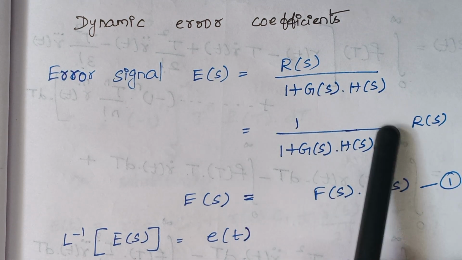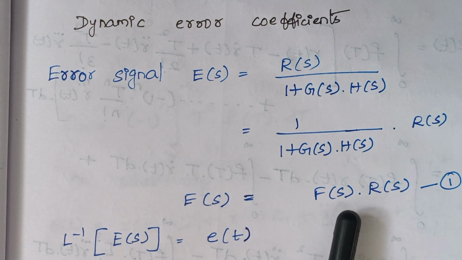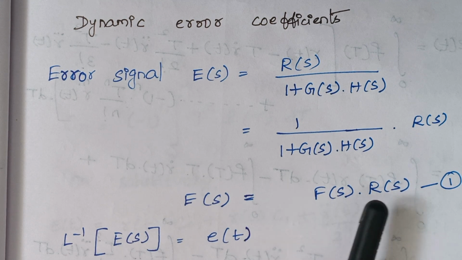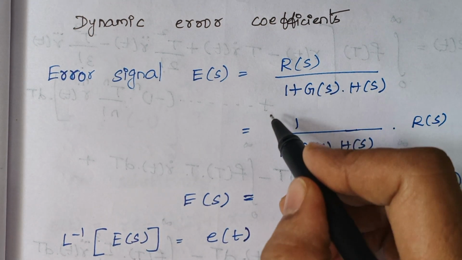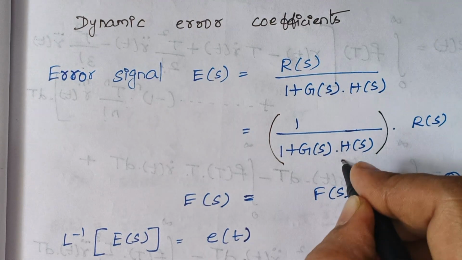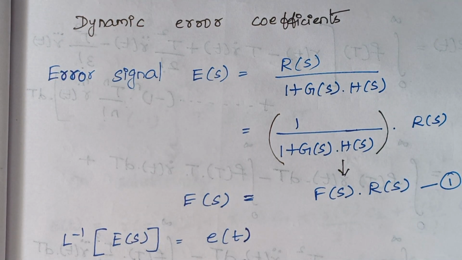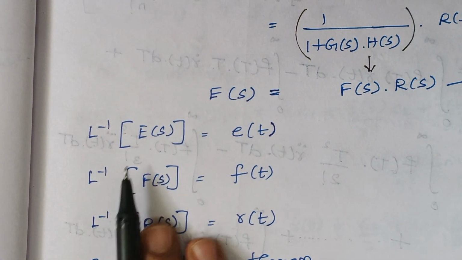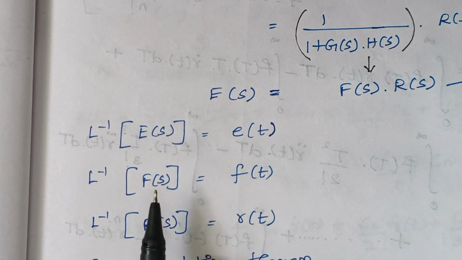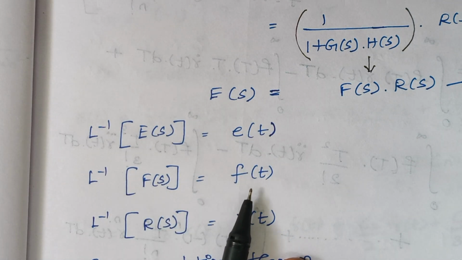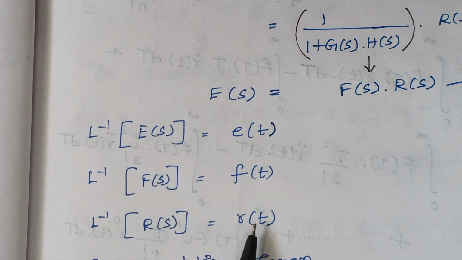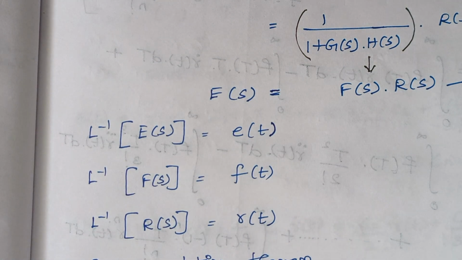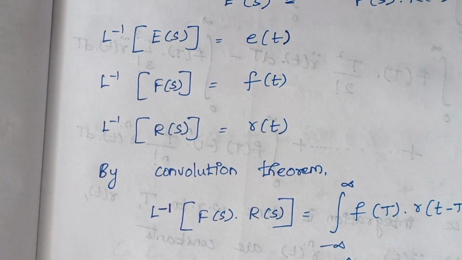Now this term is replaced by the letter F of s. Right. So E of s can be written as E of s is equal to F of s into R of s. That is, this term is represented here as F of s. That's it. Then, as we all know, when we take the inverse Laplace transform, E of s is nothing but E of t, F of s is nothing but F of t, and the inverse Laplace of R of s is R of t. Right. Now we are going to introduce a new theorem that is known as convolution theorem.